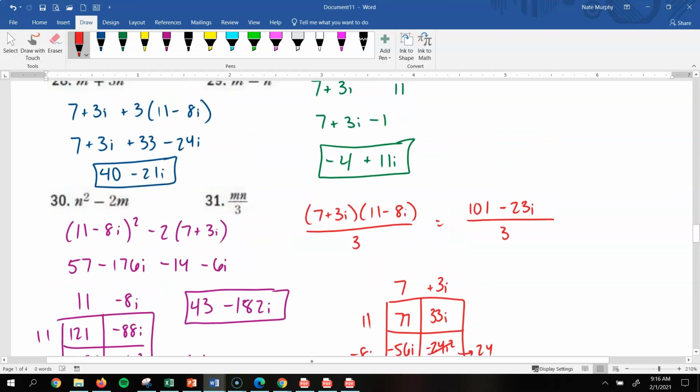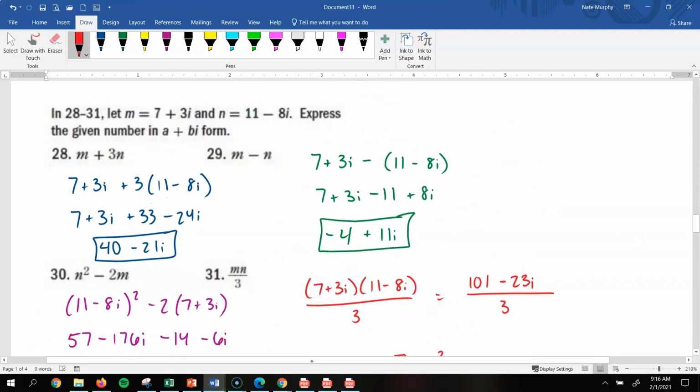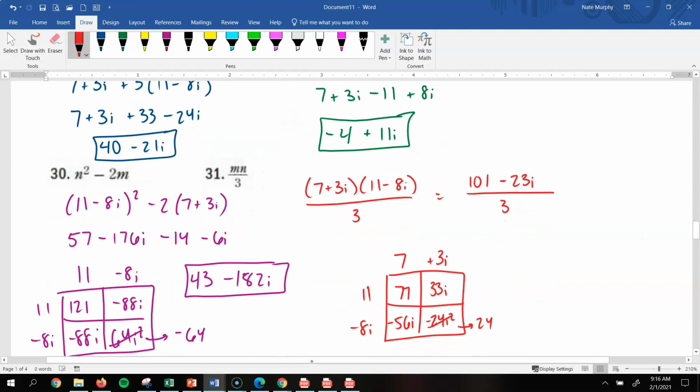Now, I believe our notes up here say to write your answer in a plus bi form. So what you want to do is break this apart into two pieces. So you'd have 101 divided by 3, and then plus a negative, or you could say minus 23i divided by 3. Now, neither of those are divisible by 3, so we could just leave it like that. That would be your final answer for 31.